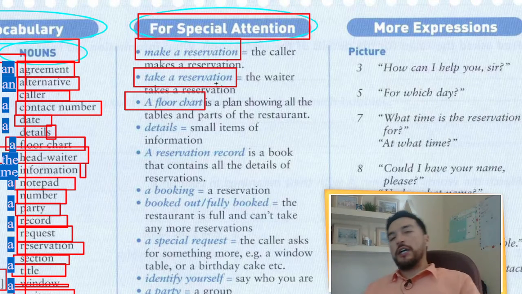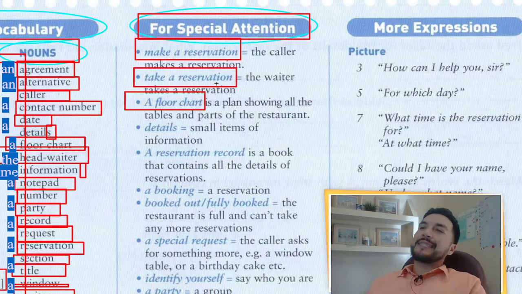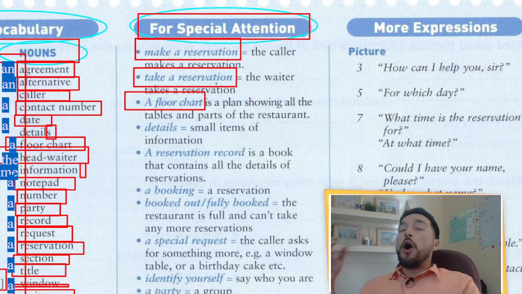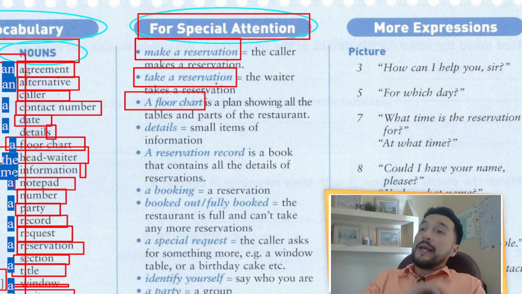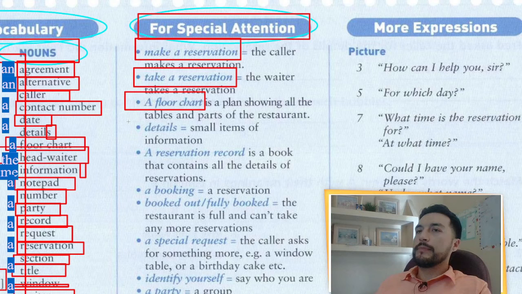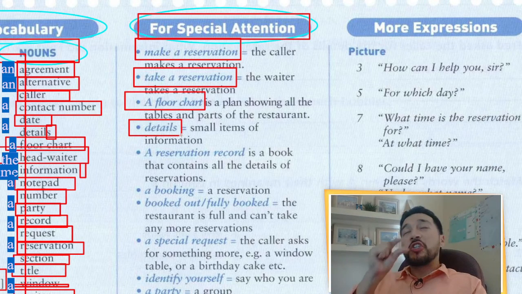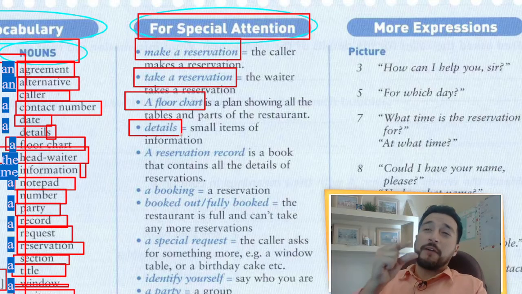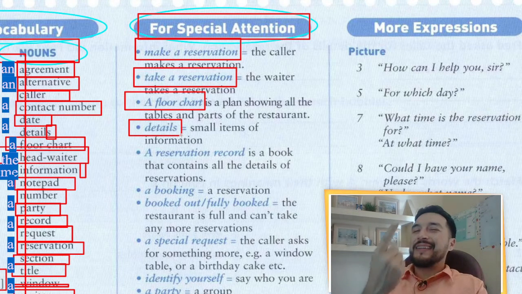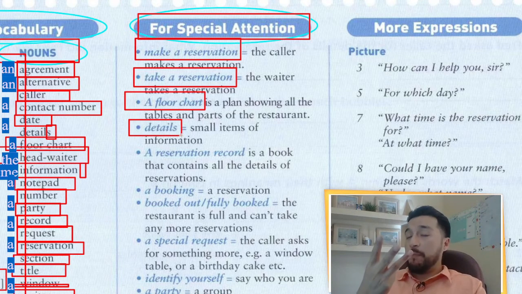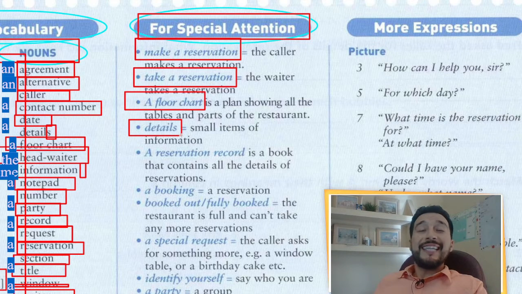A floor chart. In this class, the floor chart is a plan showing all the tables and the parts of the restaurant. Details. Details are small items of information, like the date, the time, the number of people, the details for the reservation.